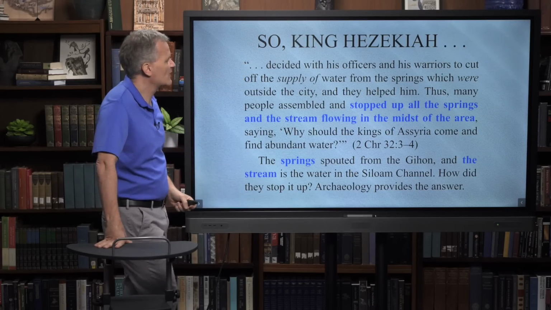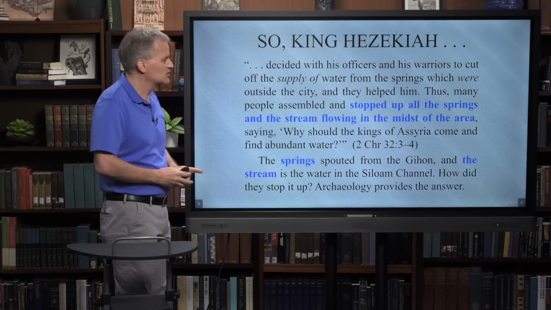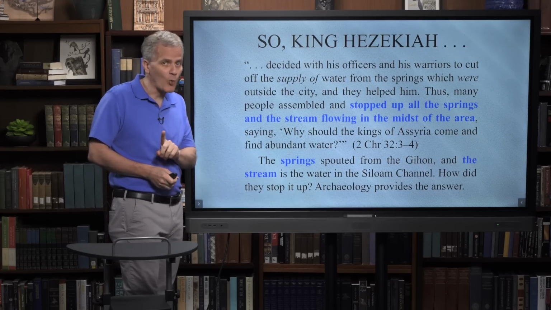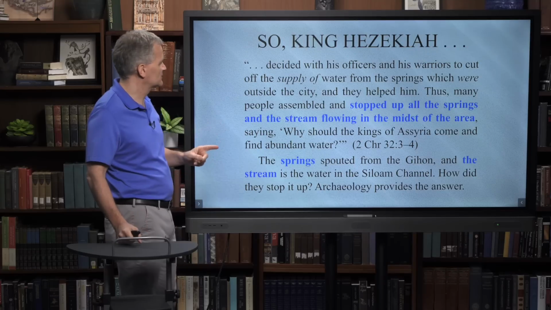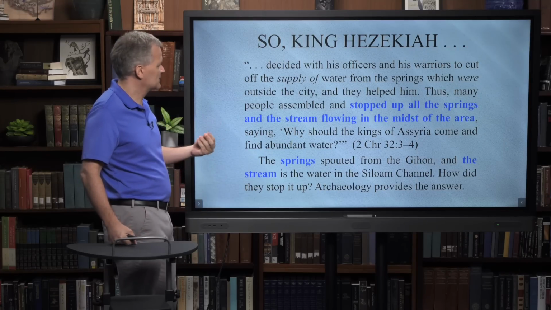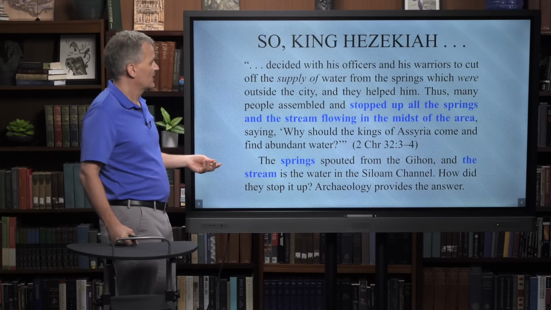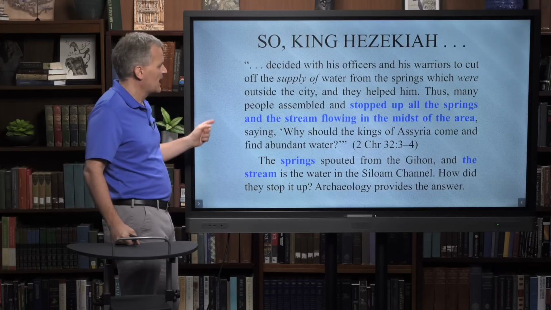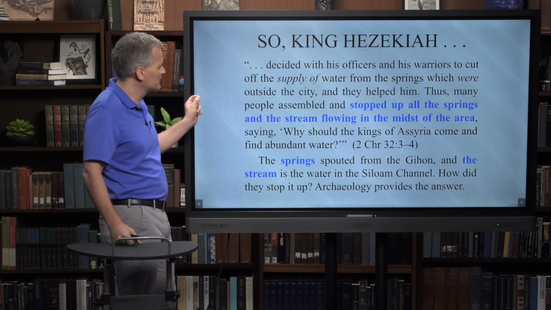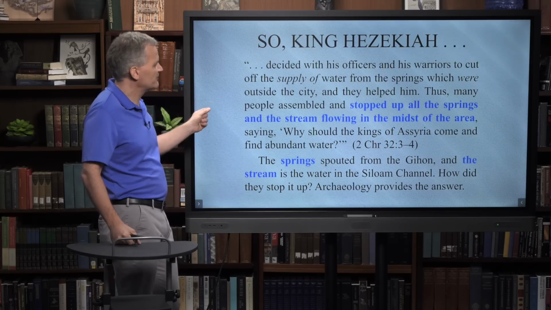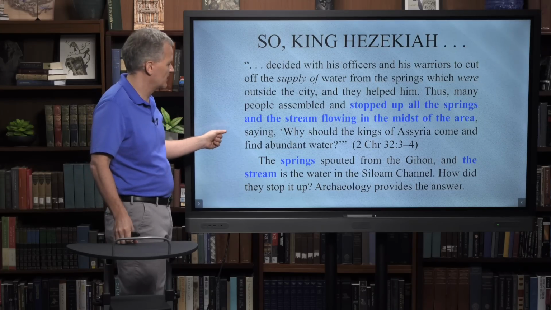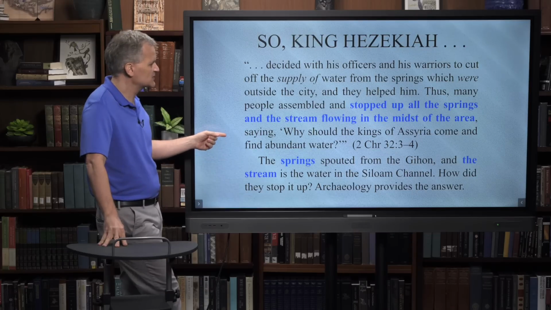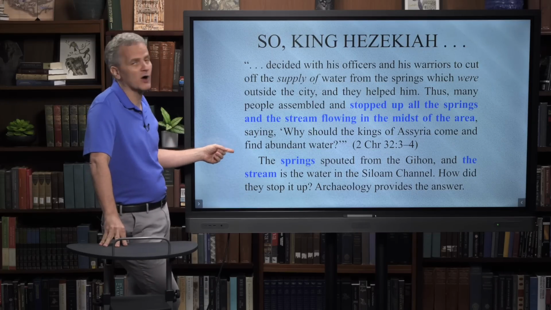he decided with his officers and his warriors to cut off the supply of water from the springs which were outside the city. And they helped him. Thus many people assembled, and they stopped up all the springs and the stream flowing in the midst of the area, saying, "Why should the kings of Assyria come and find abundant water?"